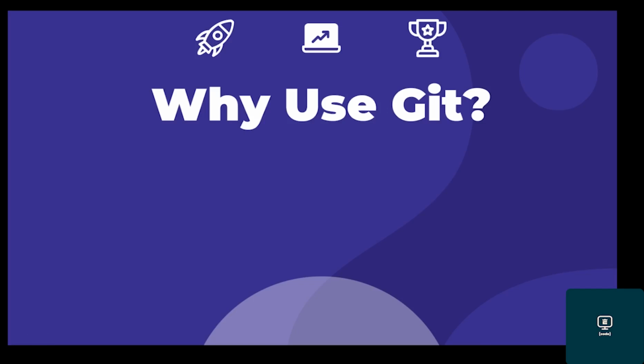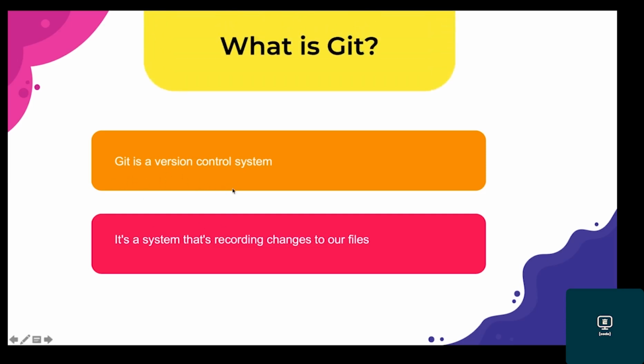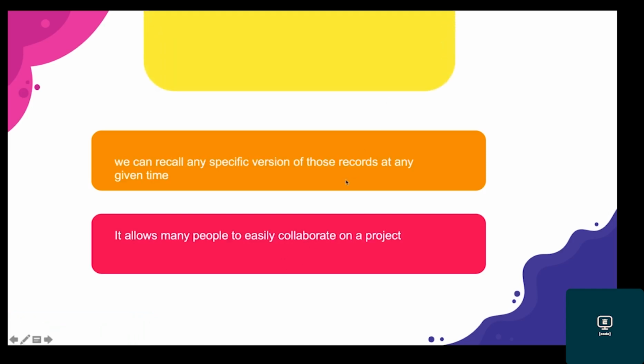All right, so first of all, we're going to learn Git. So what is Git? Why do we need it? Git is a distributed version control system. Basically, it's a system that's going to record changes to our files over time, and we can recall any specific version of those files at any given time, and that in itself is going to save a lot of time.